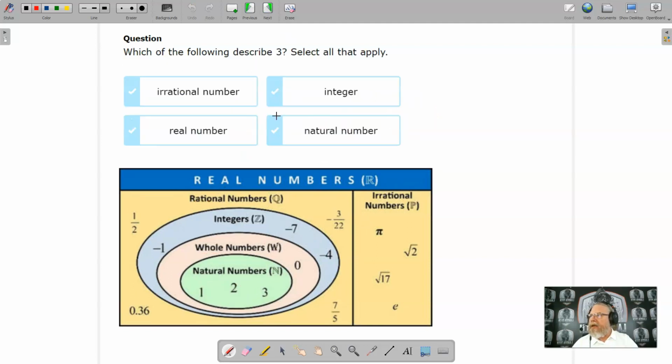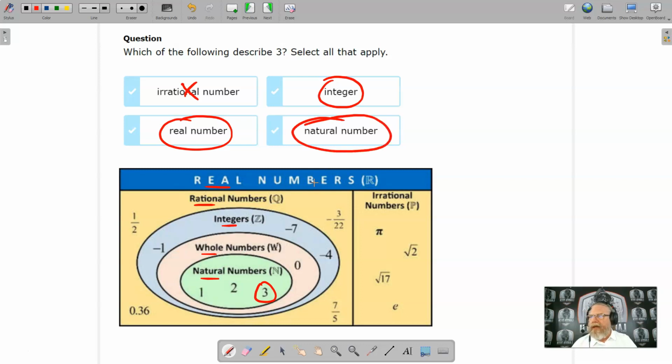Let's look at our next question. Which of the following describes the value of 3? Select all that apply. So we see here's 3 right here on our chart. So 3 is a natural, whole, integer, rational, and real. So any of these that we see in the list of answers, we're going to go ahead and select those. Irrational, nope, that's over here, so we can rule that out. Real number, yes. Integer, yes. And natural number, yes. 3 is all 3 of these: real, integer, and natural.